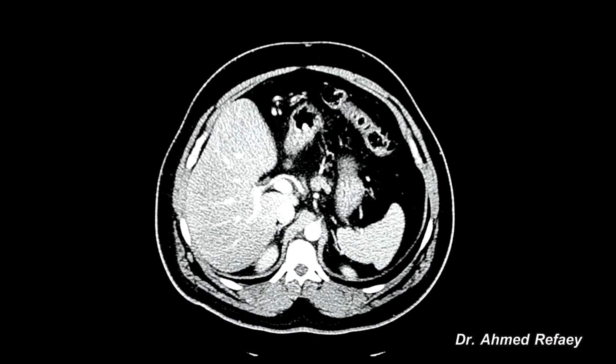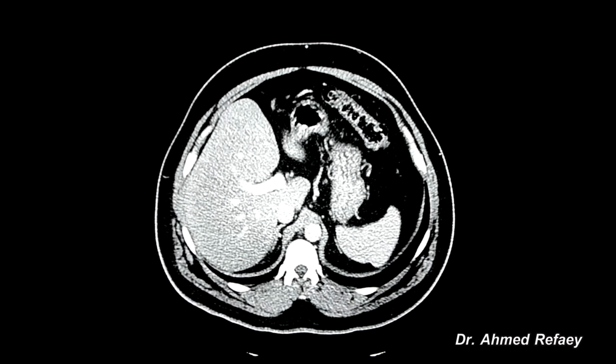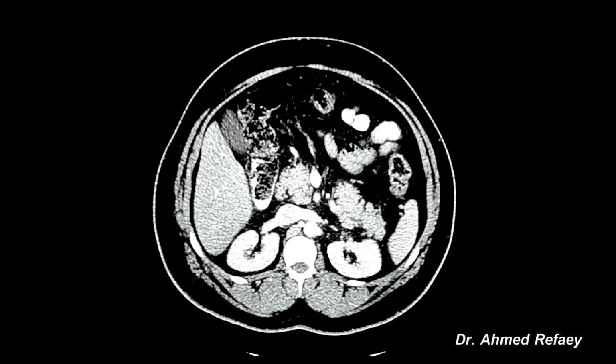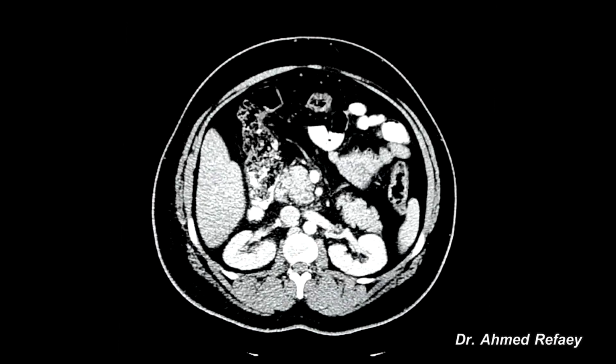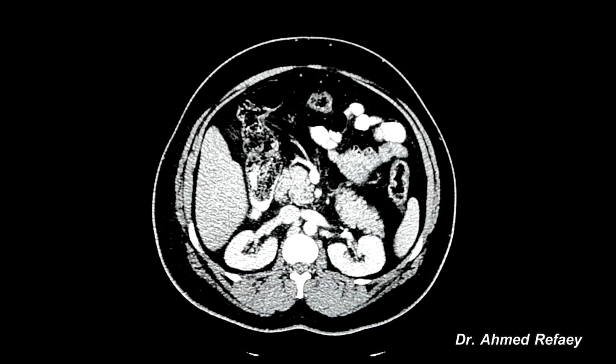When we go down, starting, this is the left suprarenal gland. Here this is the right suprarenal gland, and after that left kidney and the right kidney. This is the aorta. This is the inferior vena cava here. This is the gallbladder. This is the pancreas here, tail of the pancreas, body of the pancreas, and this is the head of the pancreas.